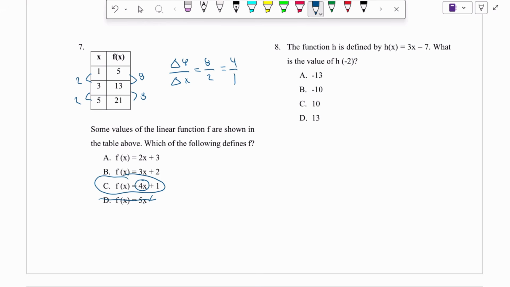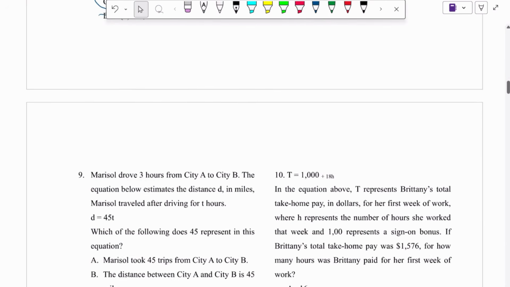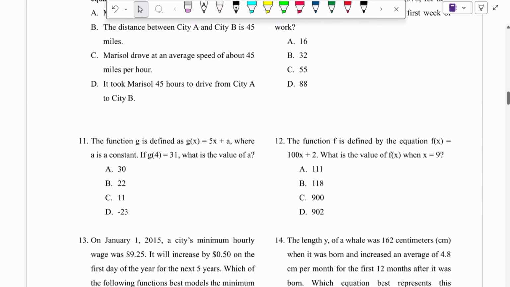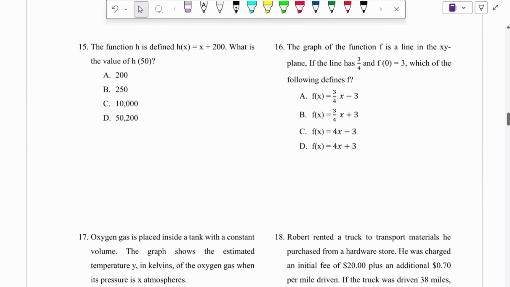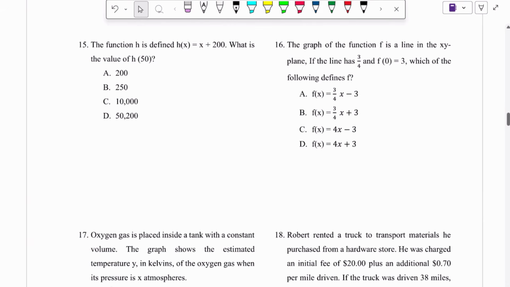Again, take a look at 8. Another problem where you're going to have to plug in -2 and find out where the answer comes. Okay. Take a look here at problem 15. 15, the same type of problem. The value of h of 50 is equal. What is it when you plug it in? Again, you take this, plug it in here. You're going to find it's answer choice B.